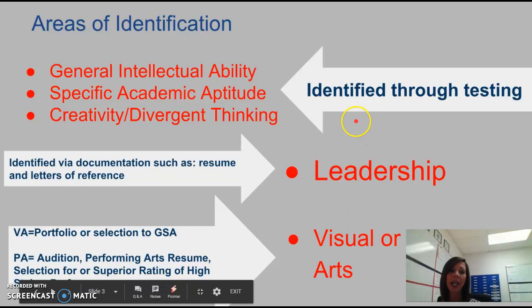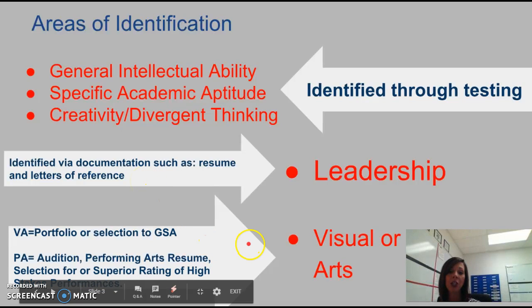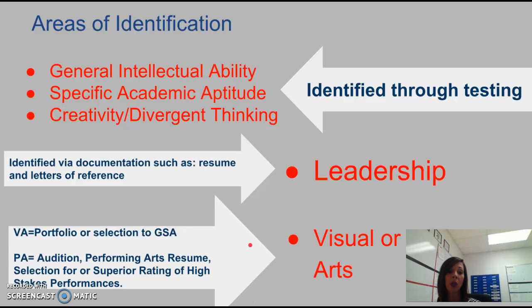If you look at these white arrows, the general intellectual ability, specific aptitude, and creativity areas are identified through testing. Leadership is identified via documentation like resumes and letters of reference, which are put into a portfolio that is submitted. Visual and performing arts is a portfolio or an audition, or a performing arts resume, or a superior rating in a high-stakes performance.